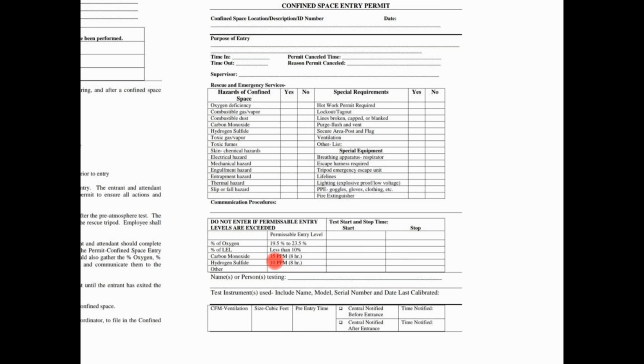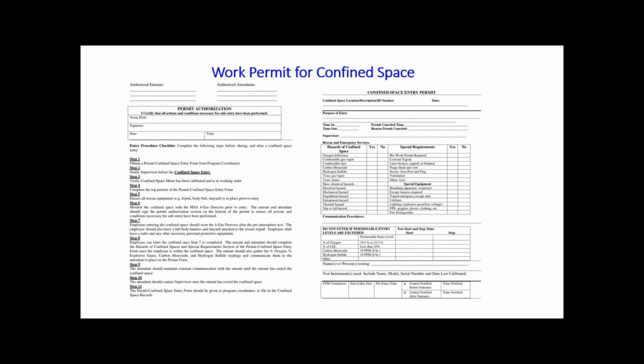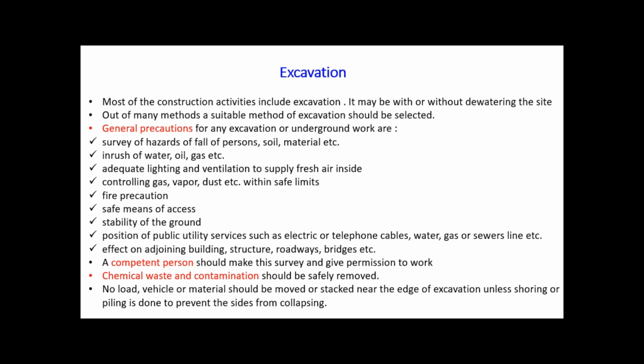So depending on the conditions, depending on the oxygen level, LEL, carbon monoxide, H2S, etc., or any other gases that may be present in that work area, we have to mention the maximum permissible limit for that gas. Then the name of the person who is going to test these gases, the test instrument used by the person, the model number, serial number, date, etc., and the calibration date should be mentioned. So all these things are required in the confined space entry permit, and this checklist and these parameters may change depending on your working conditions in your industry.